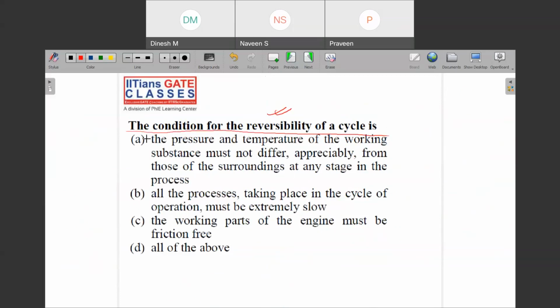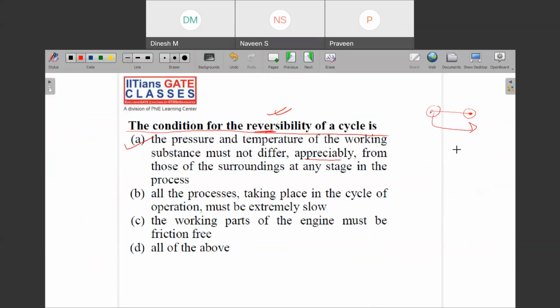Yeah, we have seen this one. Why? Because I told you that if there is a certain difference between you and your surrounding, then you must be losing some heat to it. That means you are interacting with the surrounding. If your interaction with the surrounding is appreciable, then you cannot say that your process will be reversible.